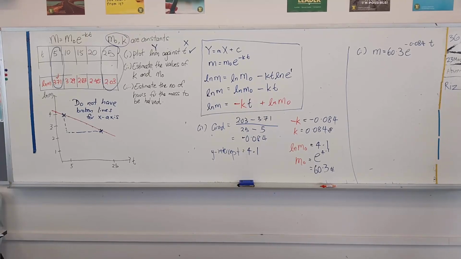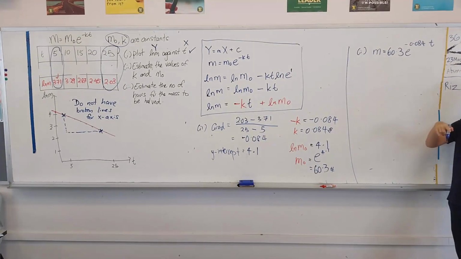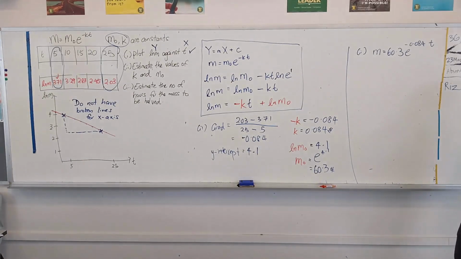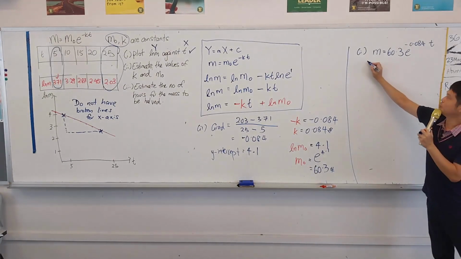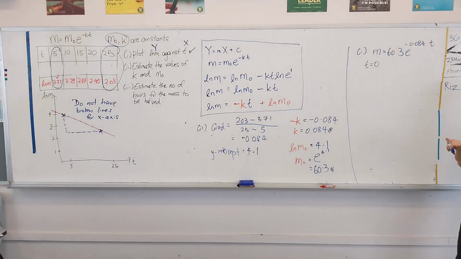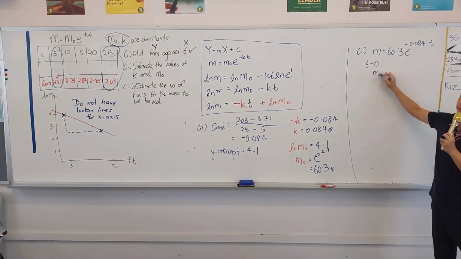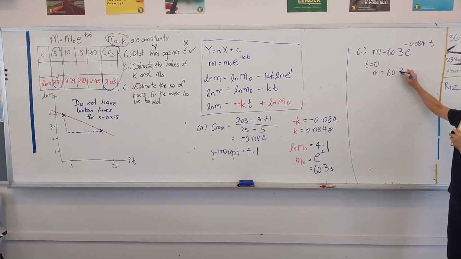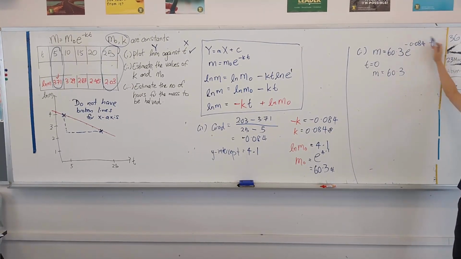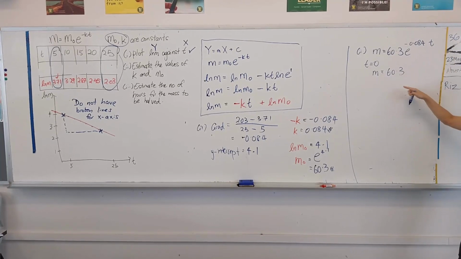How do I know when it is halved? What is the mass when it's halved? You want to know the halved mass, what is the value? Yes, you need to know initially how big it is. So when t is 0, initially what's your mass? You need to know that, then you know how much to halve it. So when t is 0, m is 60.3, because this value here will become 1. Anything to the power of 0 is 1.